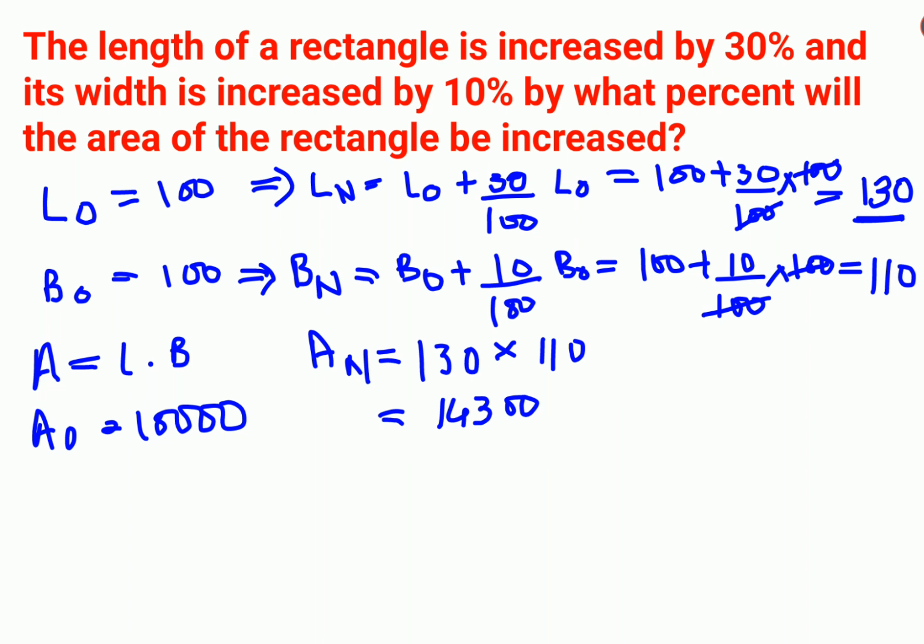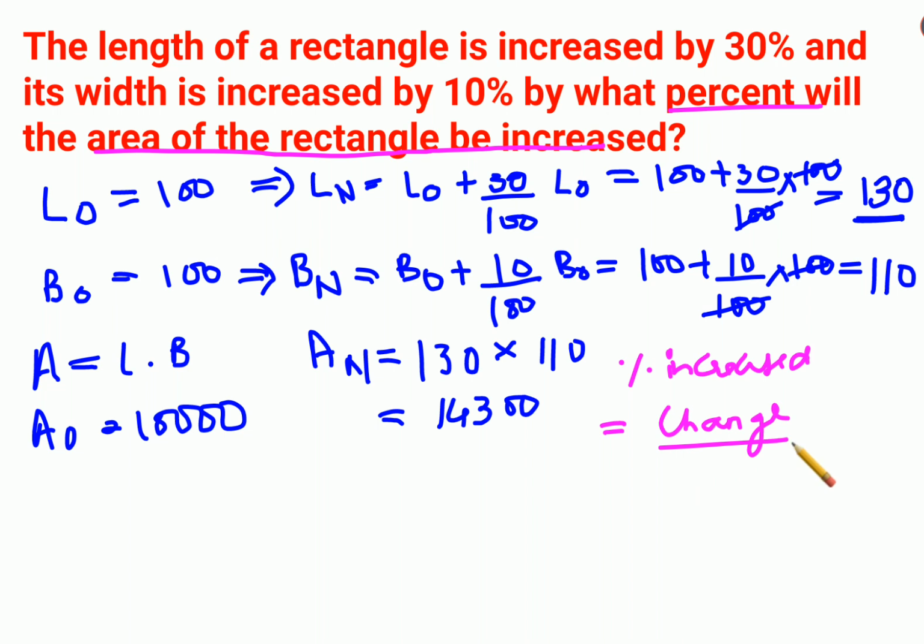Now please understand, what are they asking? They are asking you to find the percent with which the area of the rectangle will be increased. So now when you want to find the increased percent, that can always be found by the total change upon the original area into 100. So now change, that is nothing but what?